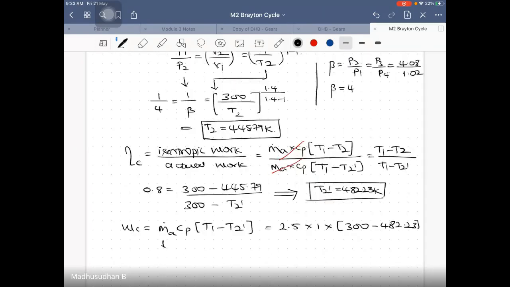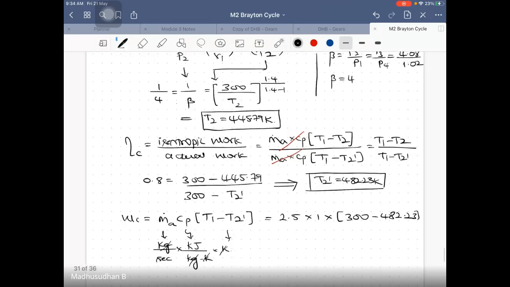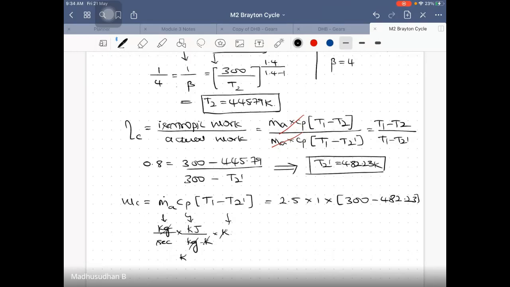M is in kg per second, cross Cp value is in kilojoules per kg Kelvin, cross T1 and T2 values are in Kelvin. So kg, kg, Kelvin, Kelvin goes away. Whatever is remaining is in kilojoules per second. Joules per second is watt, so it would be in kilowatts. So whatever answer you get here for WC would be in kilowatts.